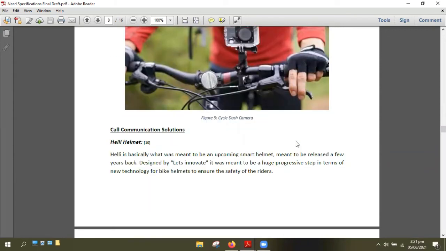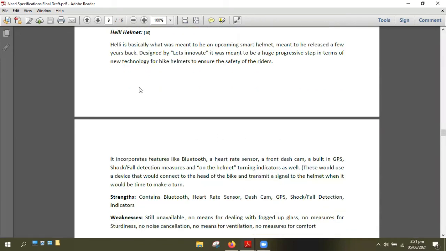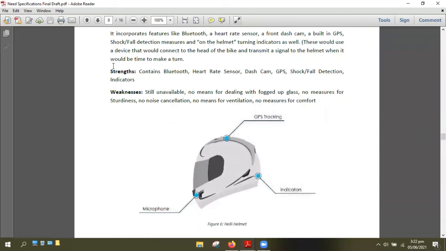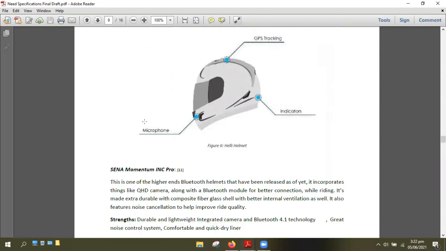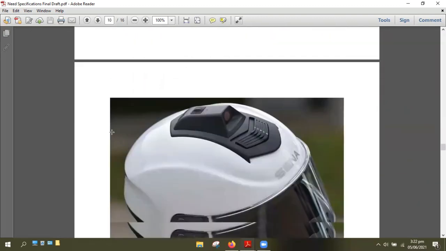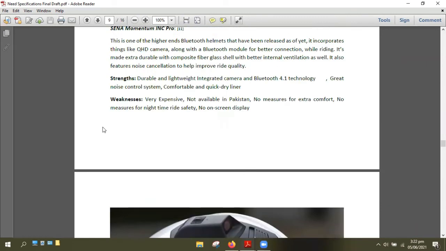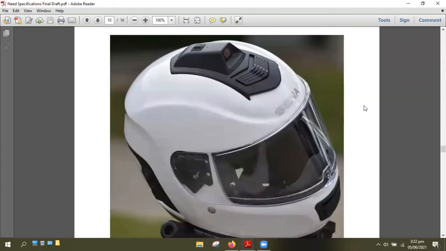As far as the call communication domain goes, we identified one of the existing solutions as Heli Helmet, which includes an integrated circuit with a microphone, indicator, as well as GPS tracking, but it does not have a camera. So it has to be modified in some manner to achieve the solution that we desired from this project. Apart from Heli Helmet, the other one was Cena Momentum INC Pro, which is another helmet that offers the same features, but it is far more expensive and is primarily not available here in Pakistan. So we had to discard that solution as well.